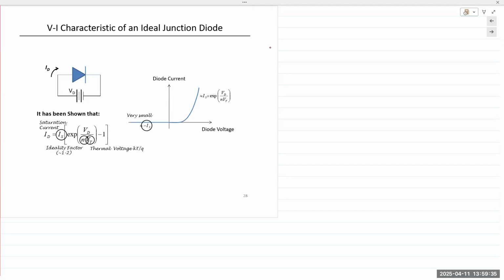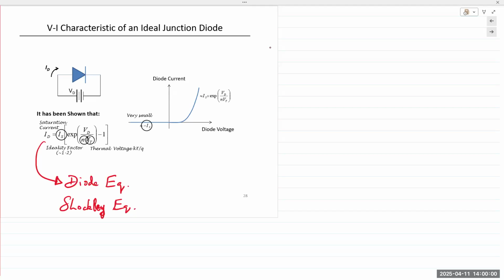So the equation for the diode is given here. This is known as the diode equation. It is also known as the Shockley equation, after William Shockley, one of the inventors credited with the invention of the solid state transistor. So, Shockley equation, diode equation.